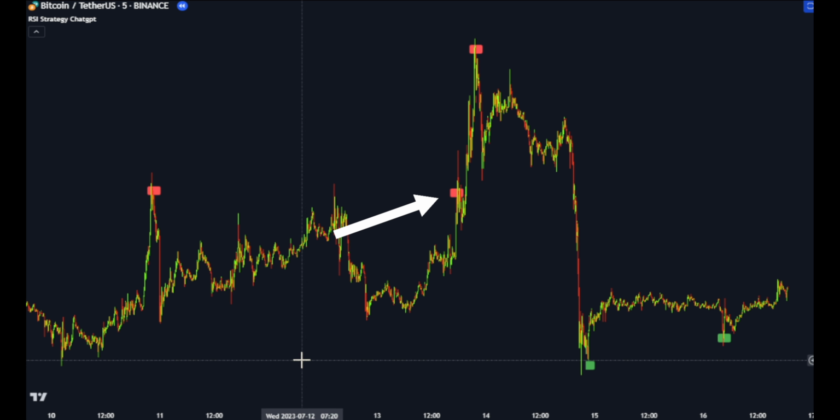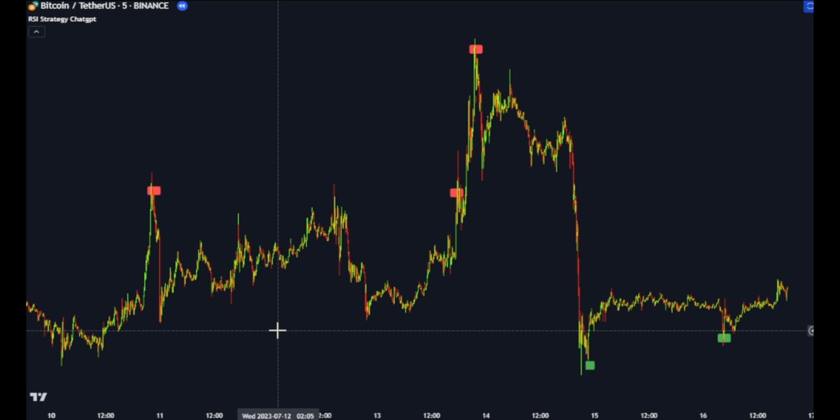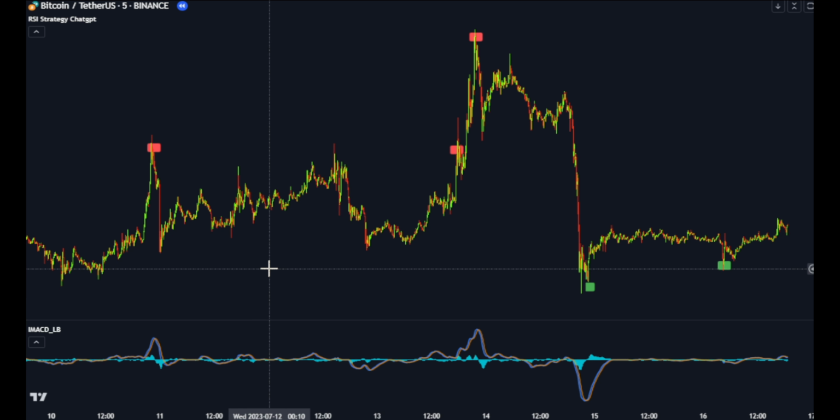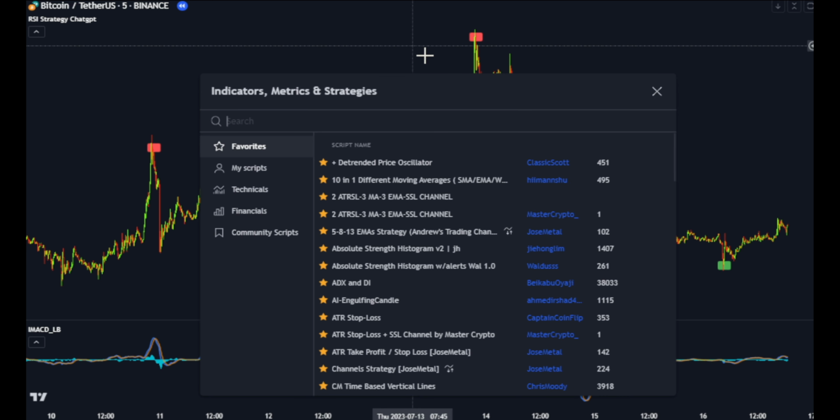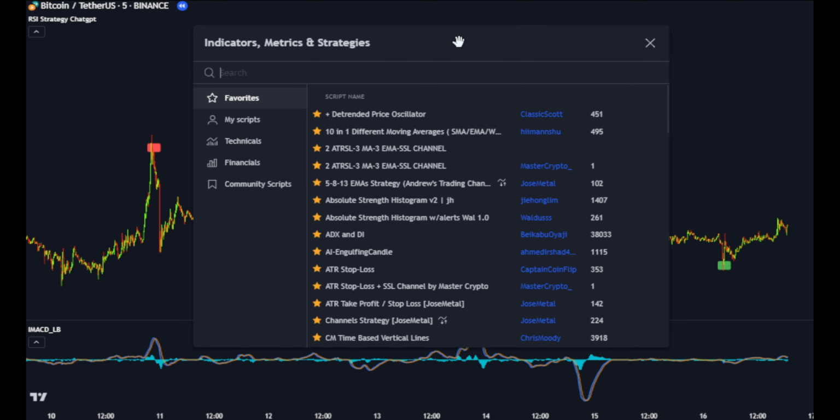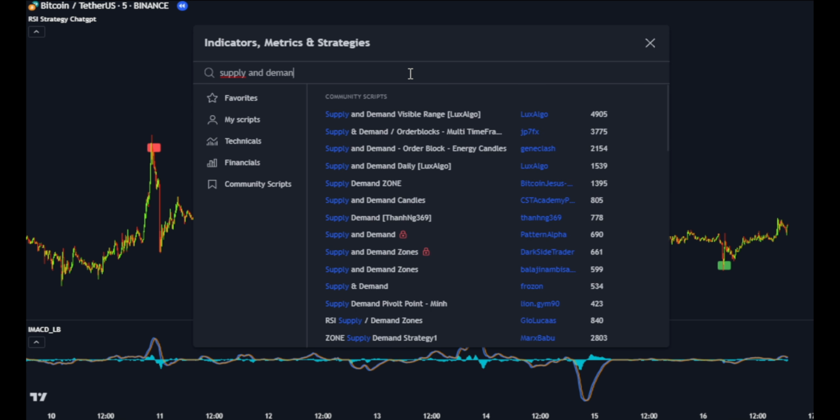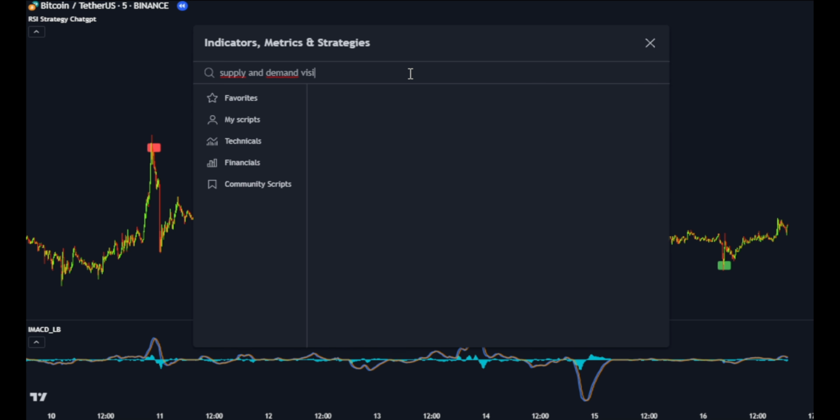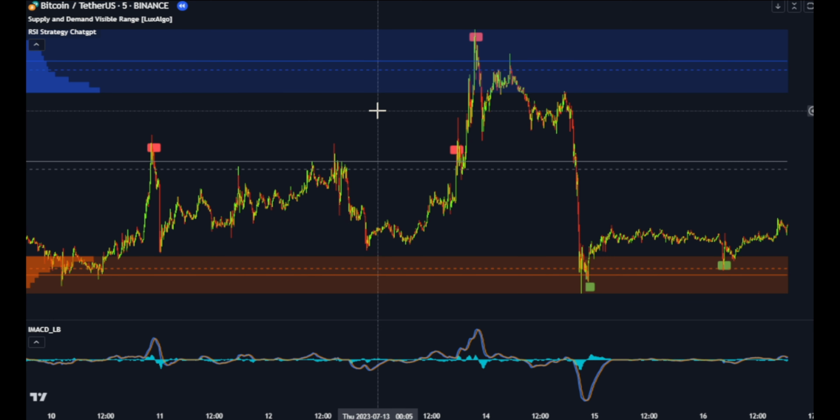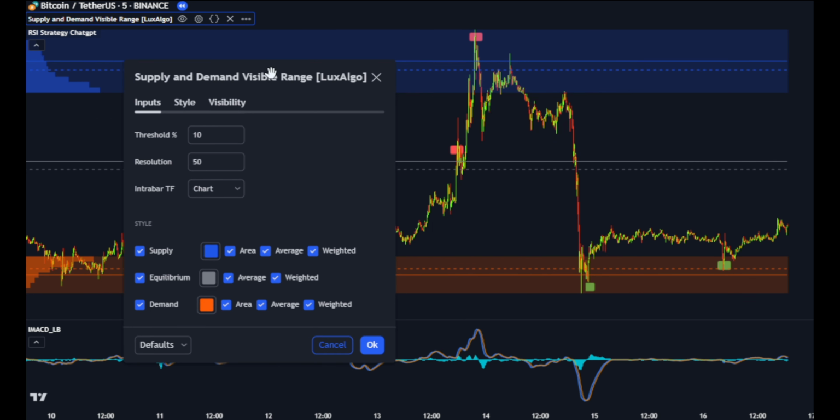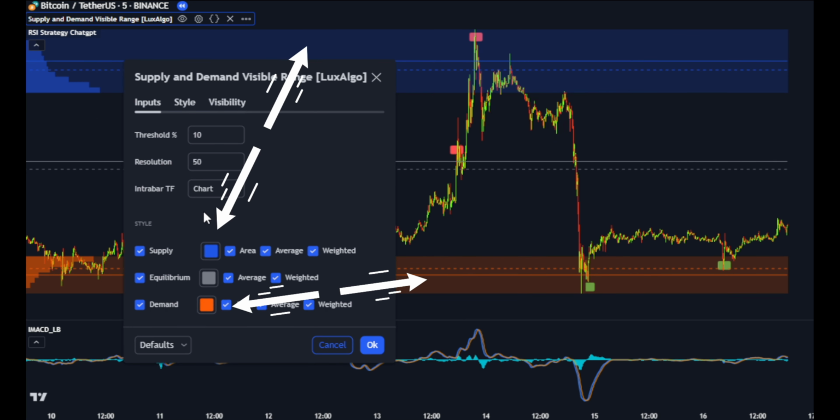So we are going to add the Impulse MACD with the exact same configuration as I showed you before. And we are going to add a new indicator to have accurate signals in our trading system. It is called Supply and Demand Visible Range, created by Luxalgo. We leave it by default. But if you want, you can change the colors according to your preference.